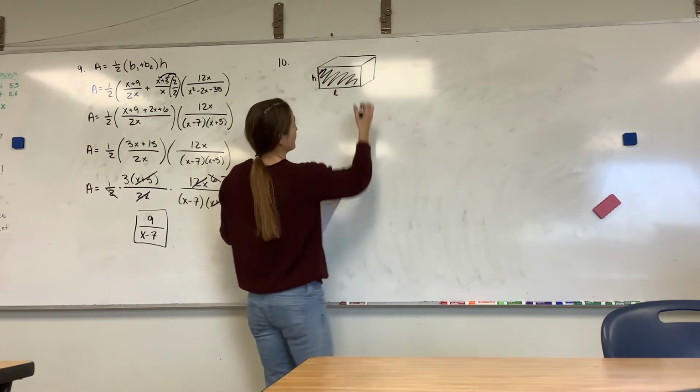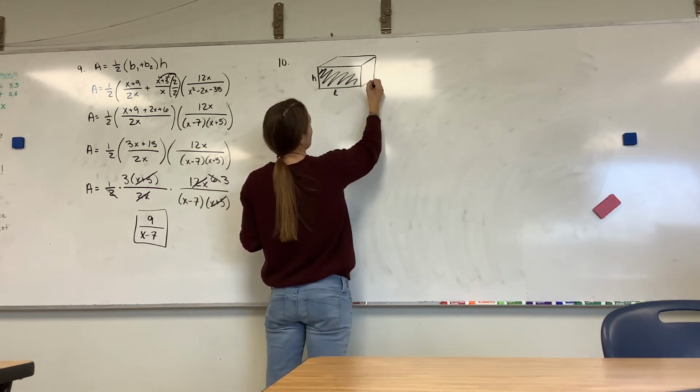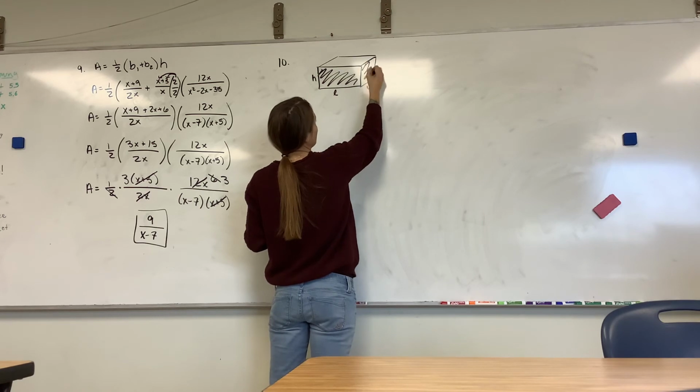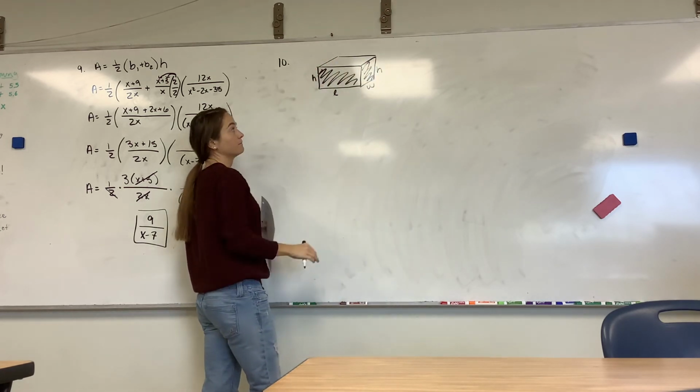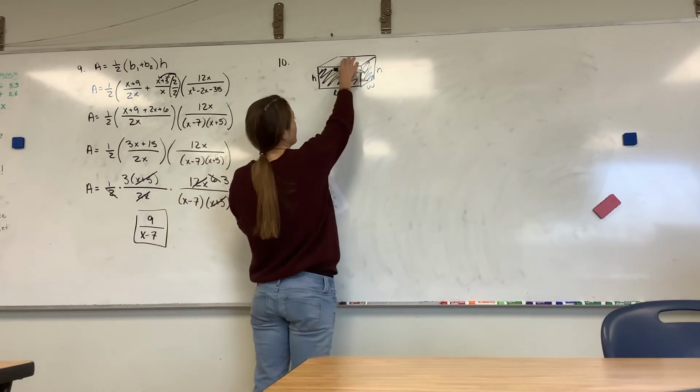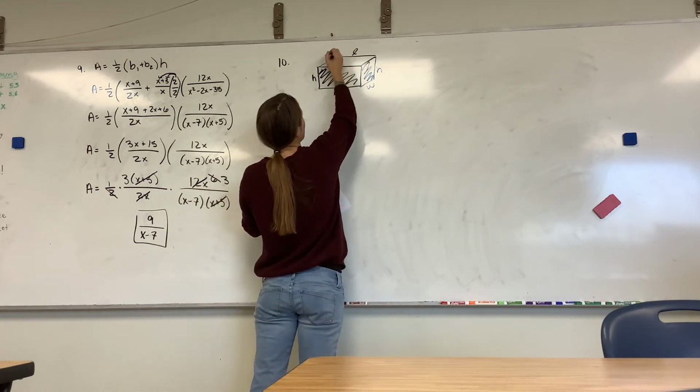If I wanted the area of this, this is a width times a height, so that would give me this. But then I have to remember that there's another one on this side. And then finally, if I wanted the area of this, that's the length times width.